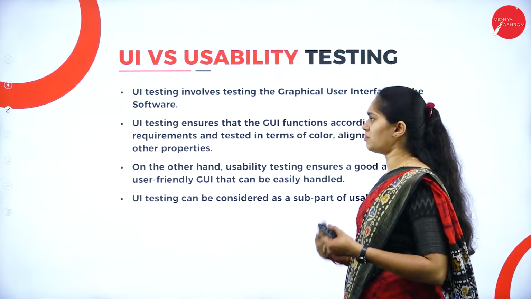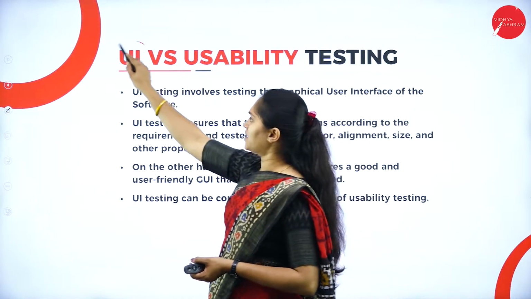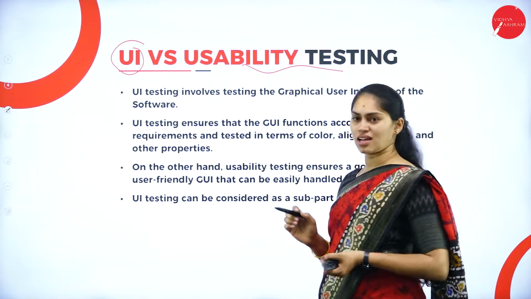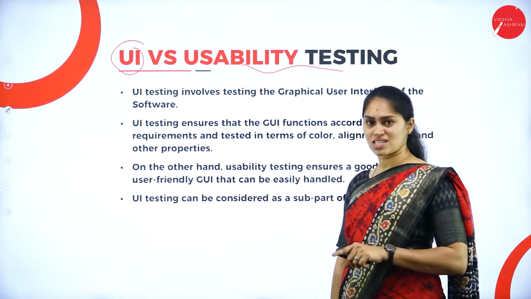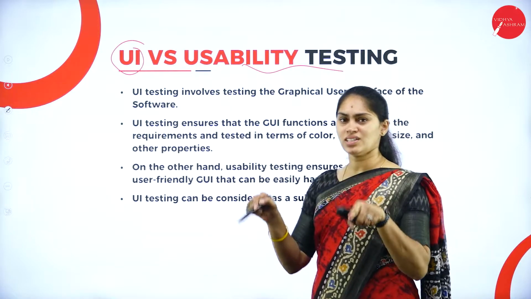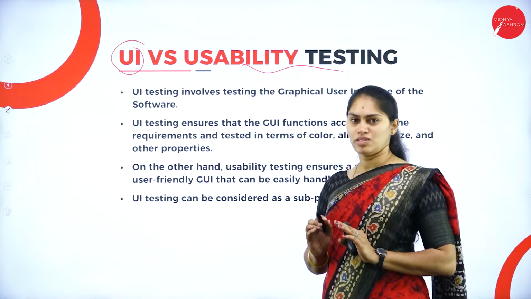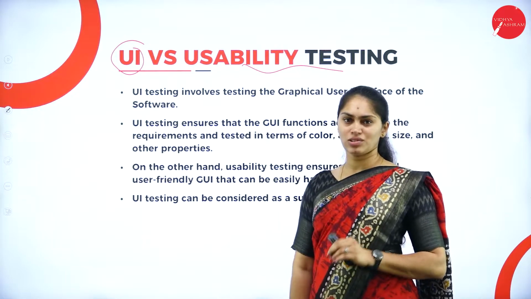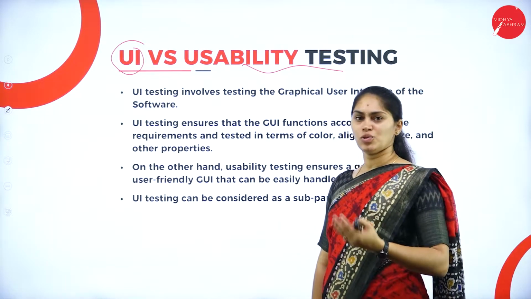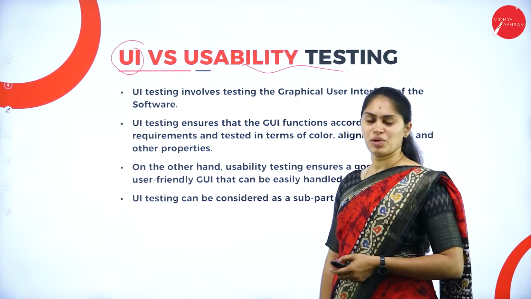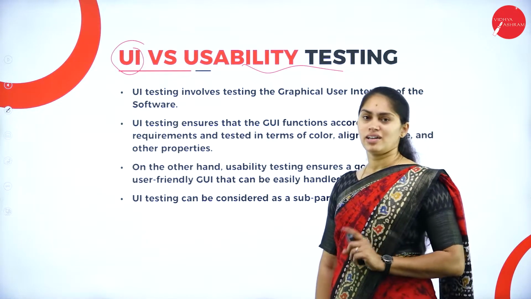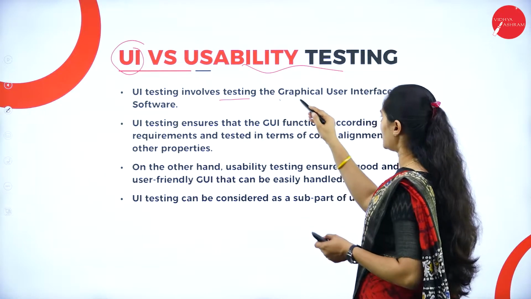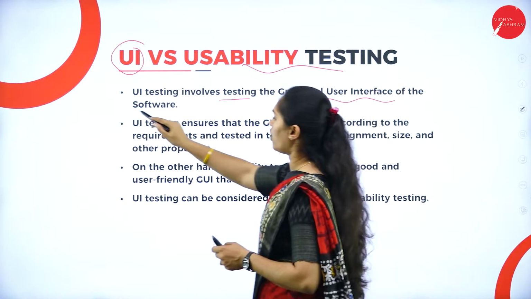So next we have some differences between UI, that is user interface testing, and usability testing. When it comes to user interface testing, it is mainly about how the software is looking to the user. It may relate to the color, font or face, whatever we are using as elements in order to interact with the system. That is what we call the UI or user interface, right? So here we are testing the graphical user interface of the software.